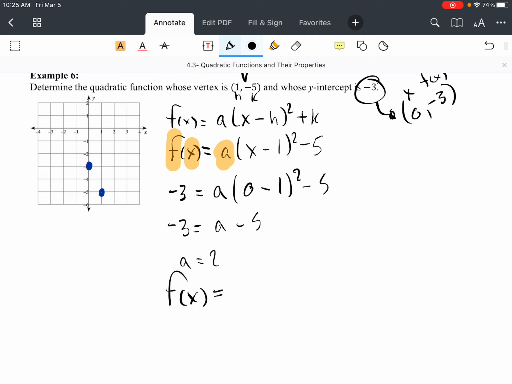All right, so we can find the equation by replugging back in 2. And there we have it. So I just want to go ahead and finish off graphing this. It is a parabola that opens up, because a is positive. It's a shift to the right 1 and down 5. And then we have these other points. And there we have it.